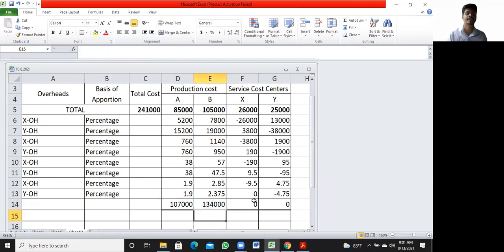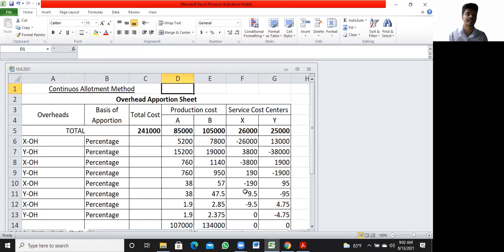Like now you can identify no cost available within the service cost center X and Y, but here Y small amount we have to project it. Okay, this is the continuous allotment method.